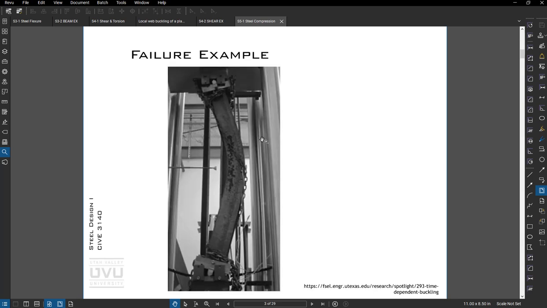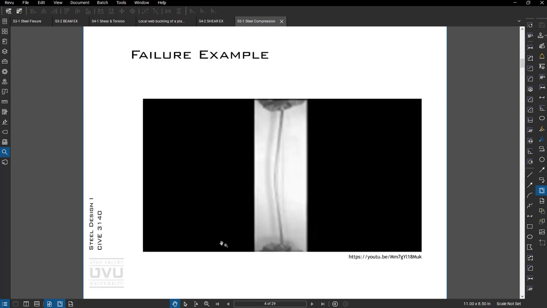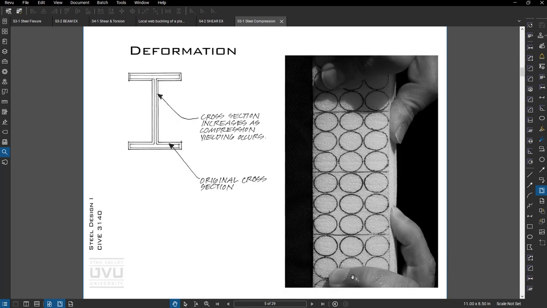Another photo here of a wide flange column. That thing's really going to work, or getting worked over. And then a video here, you can follow the YouTube link right there. Okay, deformation of a column, as you might assume if it's under compression, the material shortens, the circles become more oblong, but in the opposite direction of tension.